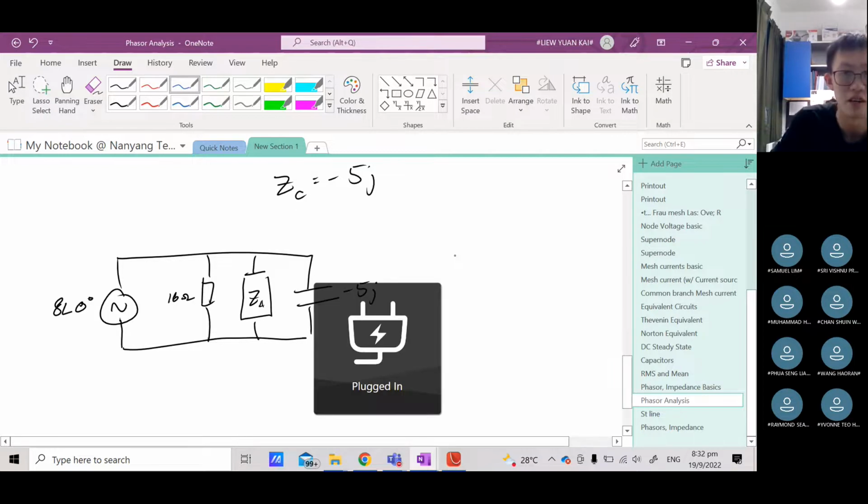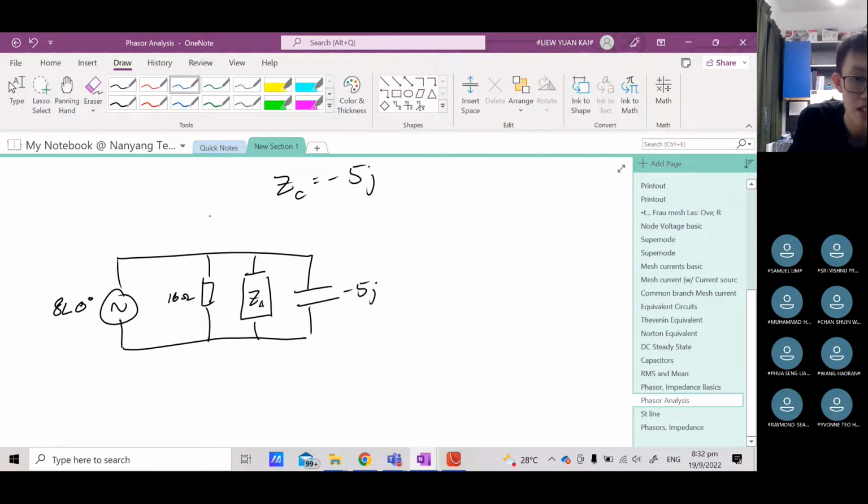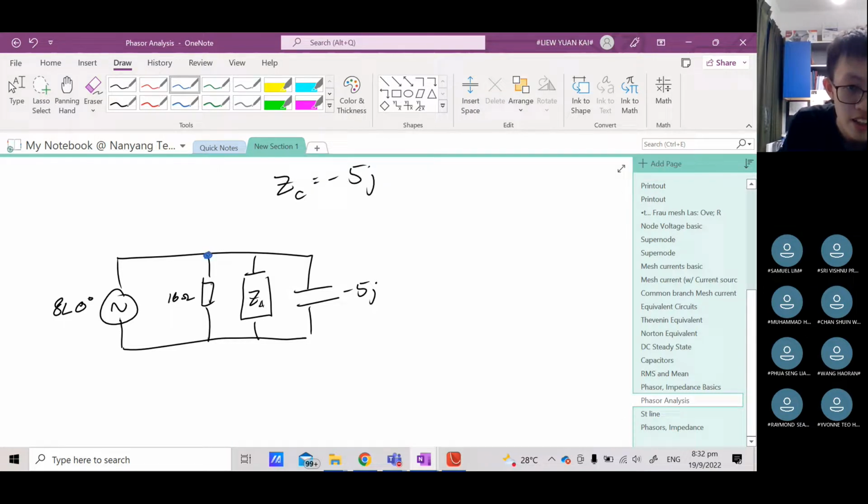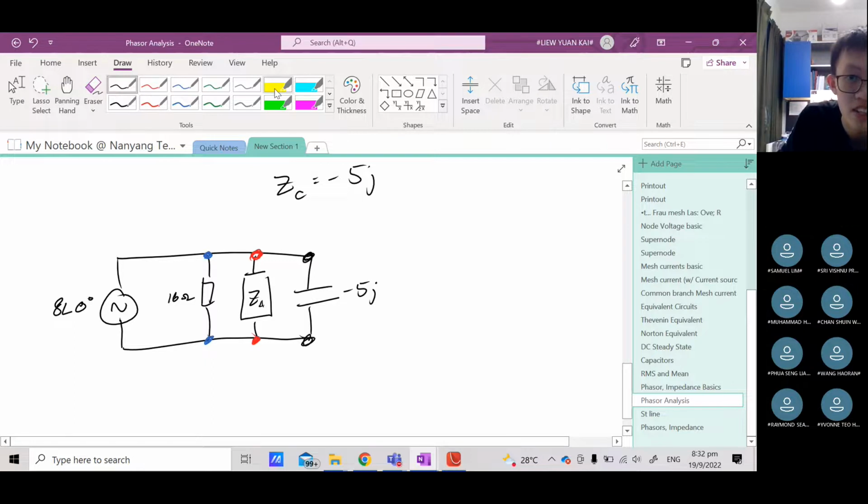Okay. Thank you, Hamza. Yes, all of them are connected to the same nodes at their two ends, right? You see, this end, and this end, and this end, and then this end and this end, all of them are connected to the same node, which is this node, this node, this node. So by definition, they are parallel. Okay.